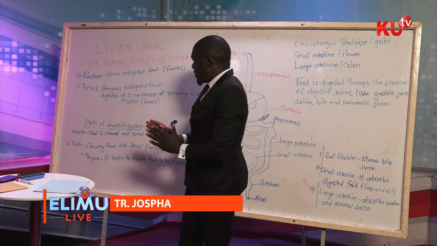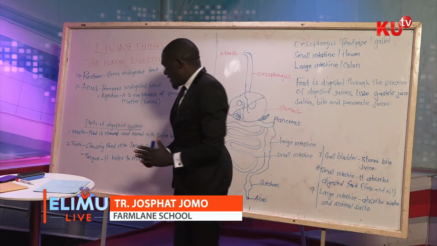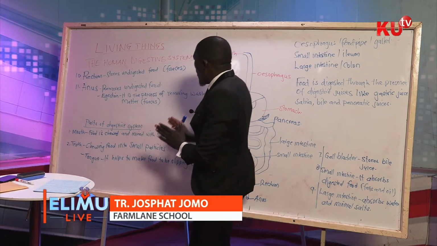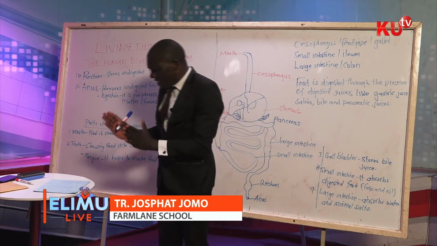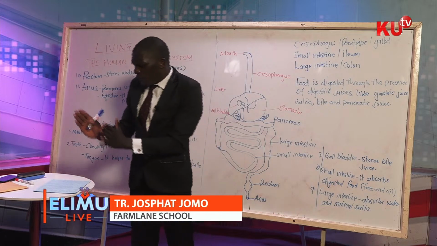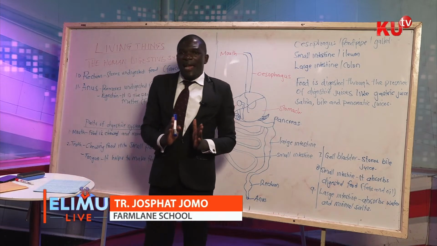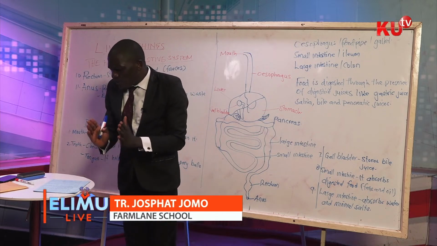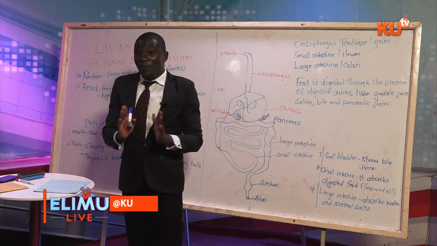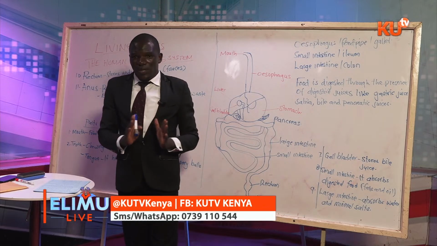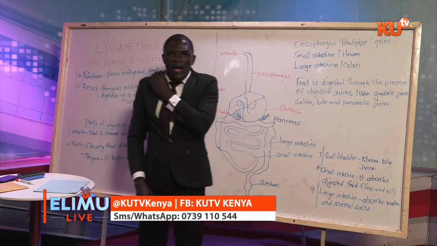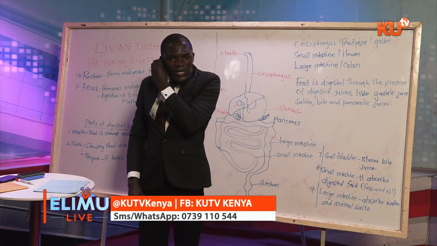Maybe you've just joined us during the lesson. The digestive system, these are just the organs. The digestive system is the group of organs in the body. And this group of organs helps one to break food into small particles that can be absorbed into the bloodstream. So the food that is digested is therefore absorbed into the bloodstream.